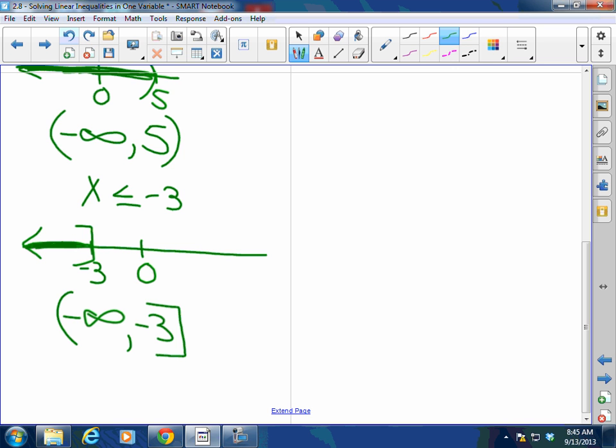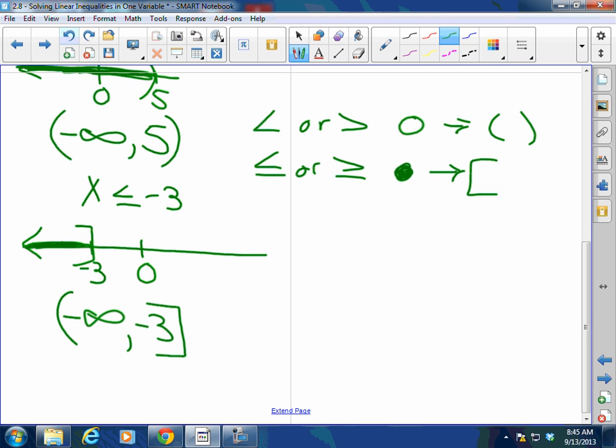In my math class, when I was in 8th grade, we used circles. Okay, circles and brackets. When you have less than or greater than, you used to use circles. Now you use parentheses. For less than or equal to or greater than or equal to, you used to use a solid circle, but now you're using brackets. Oh, thank you. Great question.